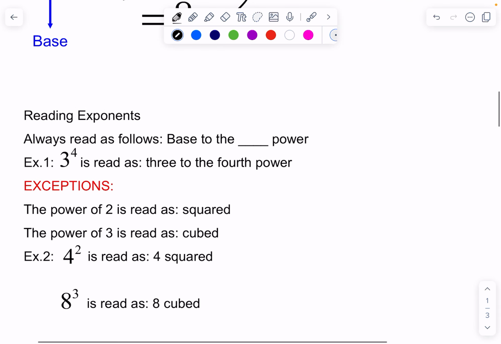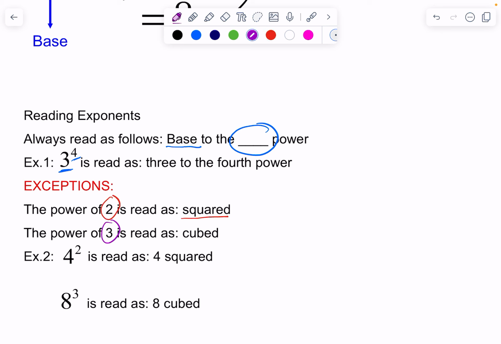As far as reading exponents, always read the exponents as follows. Start with the base to the blank power. For example, if I have 3 as the base and an exponent of 4, it would be read as 3 to the 4th power, or you could say 3 raised to the 4th power. There are a couple cool exceptions. When you have a power of 2, it's read as squared. And when you have a power of 3, it's read as cubed. For example, 4 to the 2nd power can really be read as 4 squared, and 8 to the 3rd can really be read as 8 cubed.